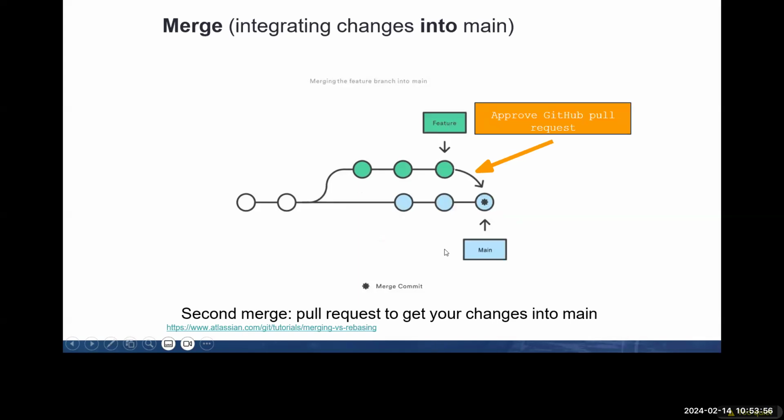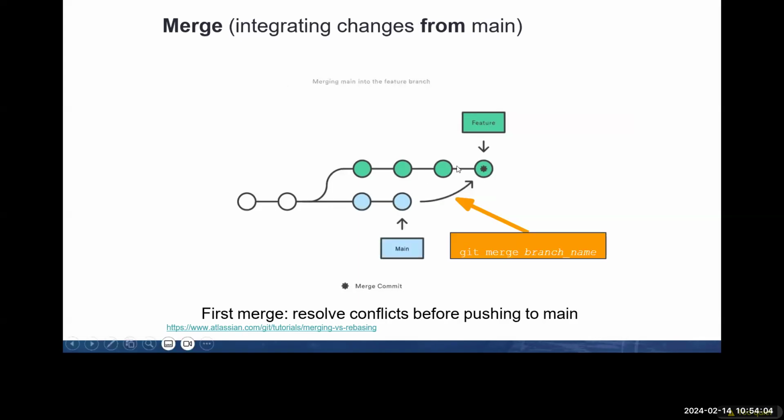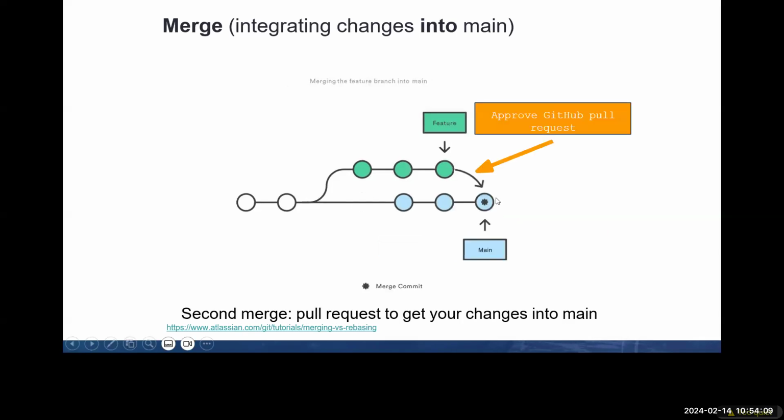Now, the second one is when we are integrating changes into the main. In the previous examples, we were merging into the feature branch. Now we are merging into the main branch. So here, the second merge will use a pull request to get your changes into the main. And here, we need to approve the GitHub pull request. As you can see, from the green one we are going to the blue one, which is the main branch, to merge the changes into the main branch.